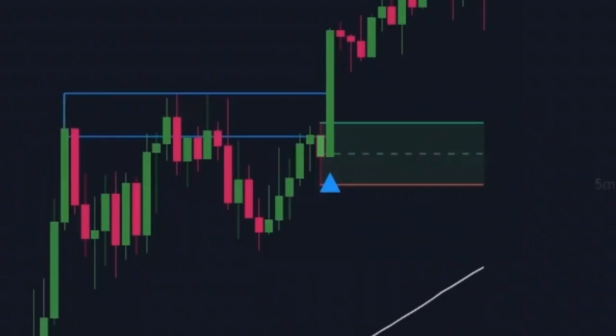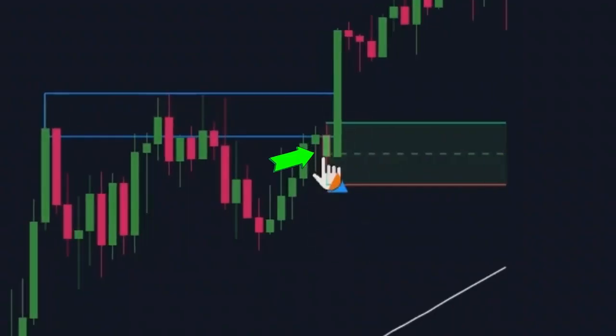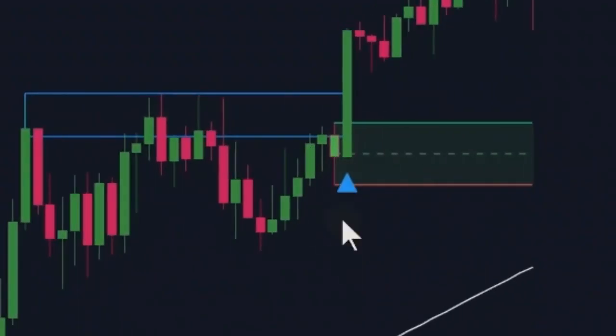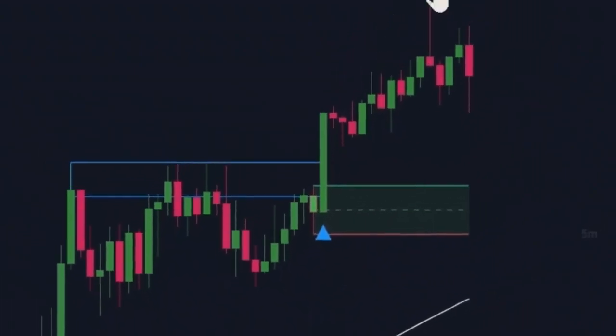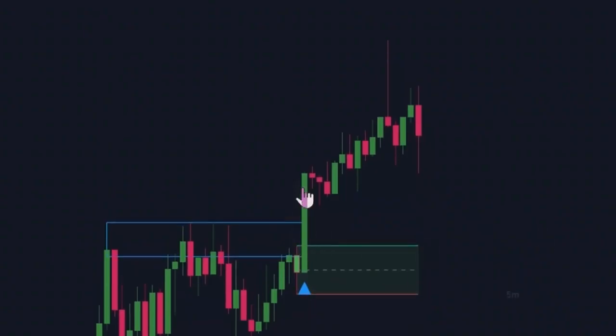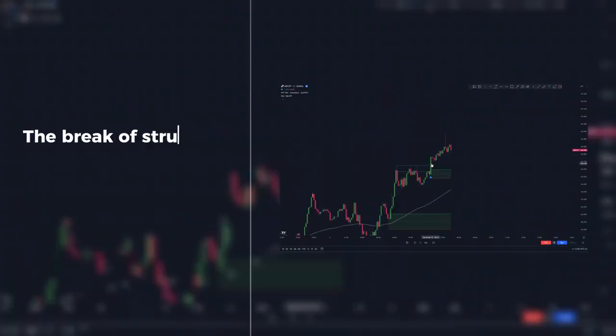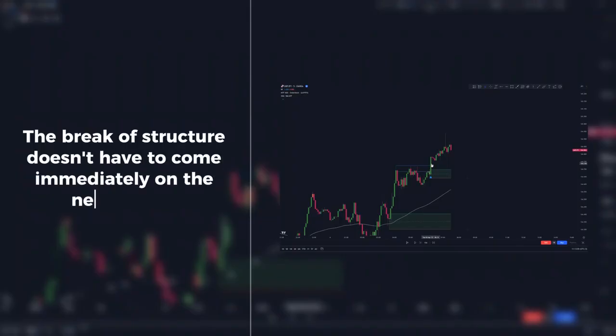Now, looking closely at this, you can see that this is the candle where our demand zone got established. And right after the demand zone got established, the price started pushing upwards aggressively and broke above this previous resistance level. This is what we're looking for, a demand zone to be established first, then followed by a break of structure.